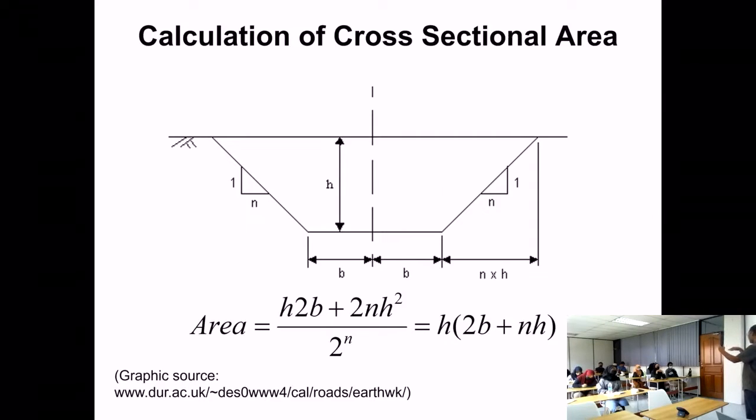What is n? What is 1 to n? That is the slope. 1, 1. Right? That means this n is 1. Kalau slope dia sampai sini 1, 2 and a half, so n is 2 and a half. So that's what this n means.